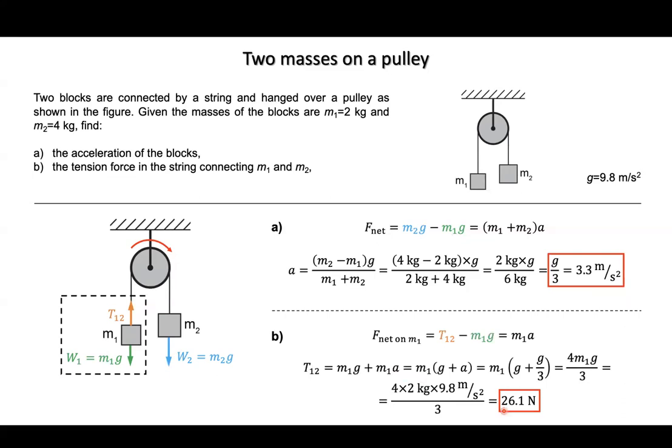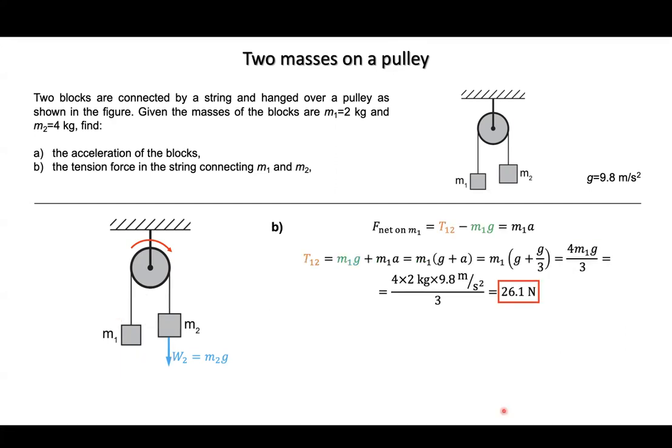So you may ask, why did we consider mass 1, not mass 2? Well, that's a valid point. Let's do it for mass 2. Again, this is how we did it for mass 1, and now we're going to do it for mass 2 and see if we get the same value.